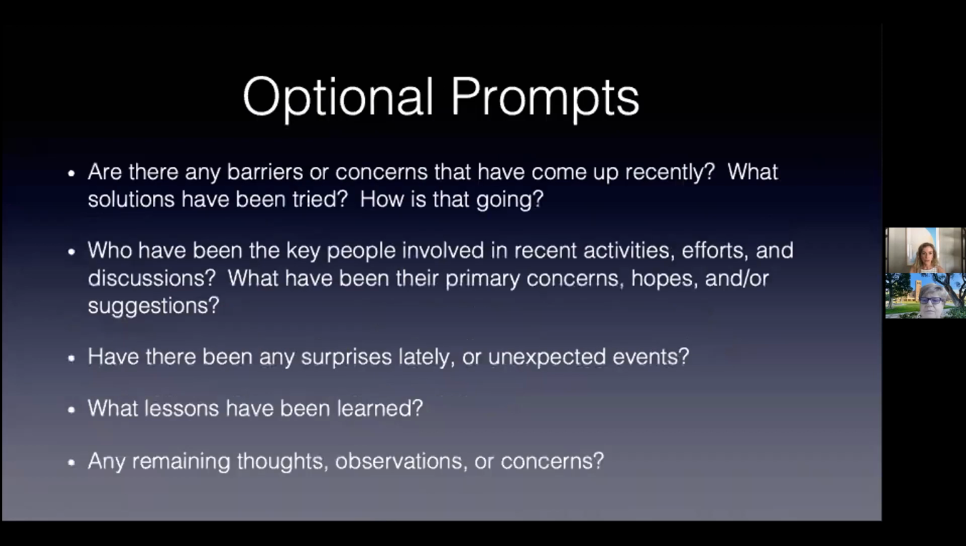And we also include on the template a number of optional prompts, and these are particularly useful for folks who haven't done a lot of the reflections or haven't gotten used to the format yet, or maybe are just not quite as chatty, and that's great too. So we keep these: are there any barriers or concerns that have come out recently? What solutions have been tried? How's that going? So problems come up, we try solutions. How are they working? Who have been the key people involved in recent activities or discussions? And what have been their concerns or their hopes or suggestions?